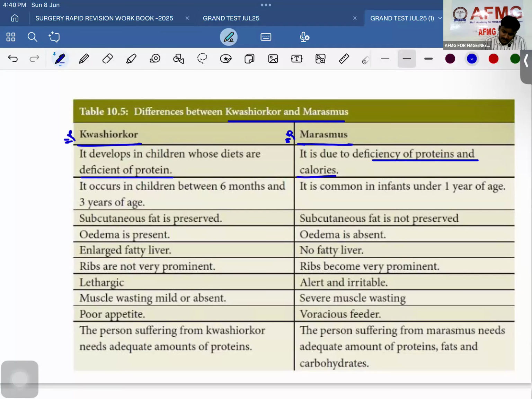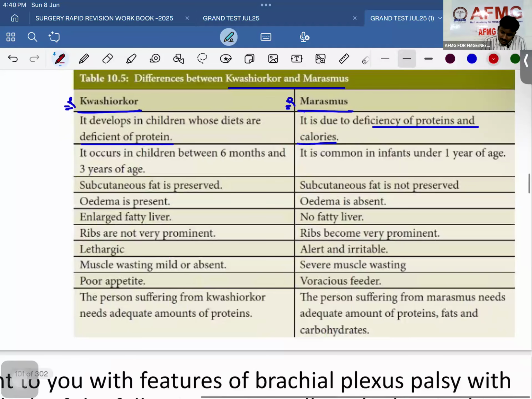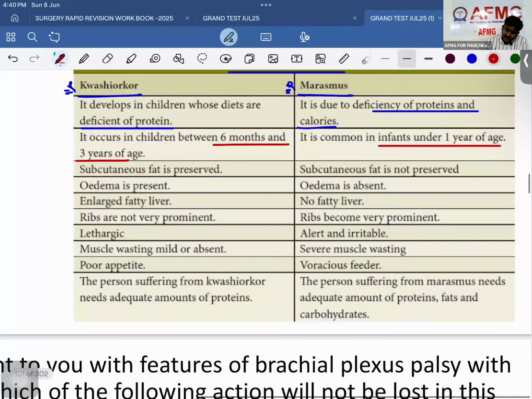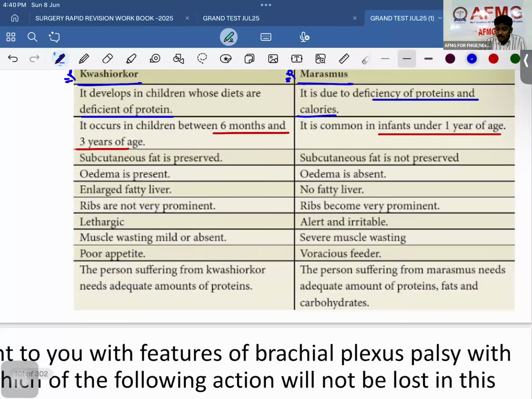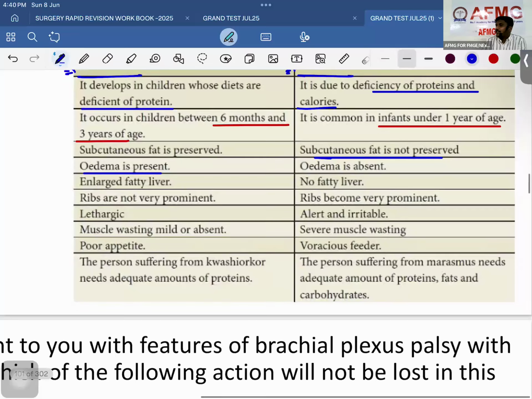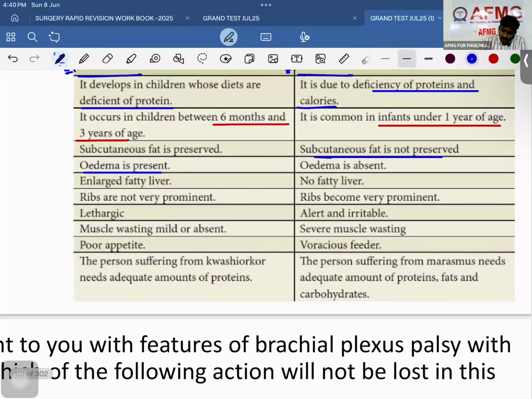Next, if they ask you, kwashiorkor is common in children between 6 months to 3 years of age, whereas marasmus is more common in infants less than 1 year of age. Subcutaneous fat is lost in marasmus, whereas edema is present in kwashiorkor. Enlarged fatty liver or hepatomegaly is a feature of kwashiorkor. Ribs will be more prominent or wasting will be more severe in marasmus.